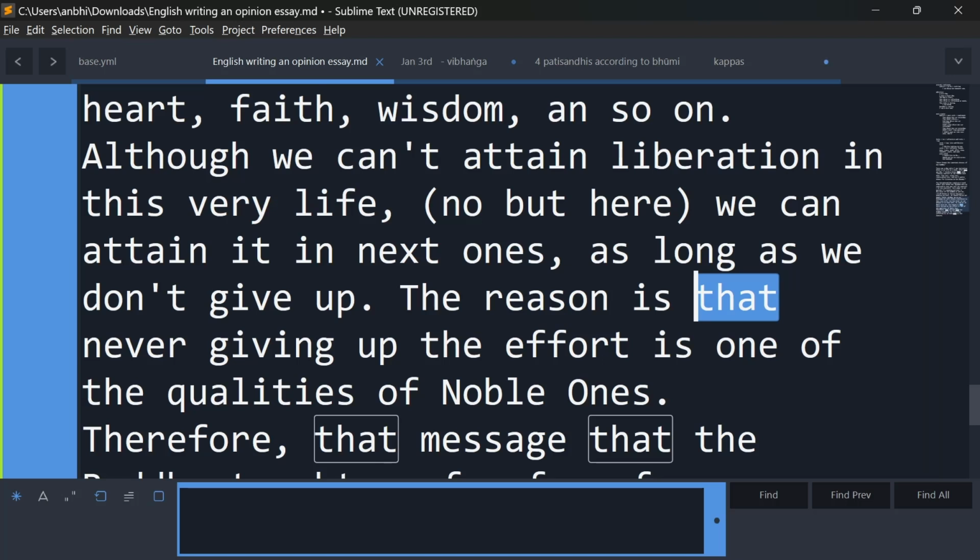And then, what is this that? Sankita, can you understand this? What is this that? This word over here, that. Highlighted. Hello. Are you there?